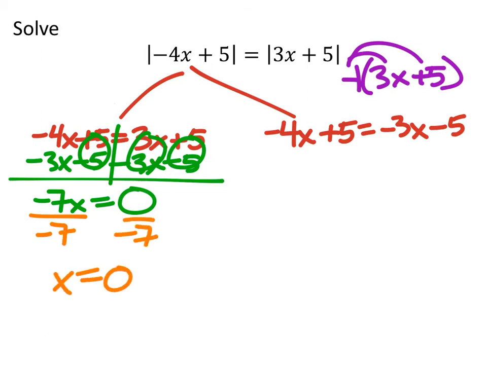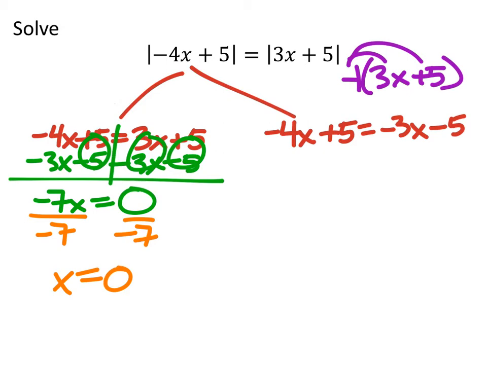All right, so one of the x values that would make this true is 0, and we can check that right now before we look at the other one. Negative 4 times 0 plus 5 is 5. Absolute value of 5 is 5. Well, 3 times 0 is 0 plus 5 is 5. Absolute value of 5 is 5. Bam, it works. Now that's just x is 0.